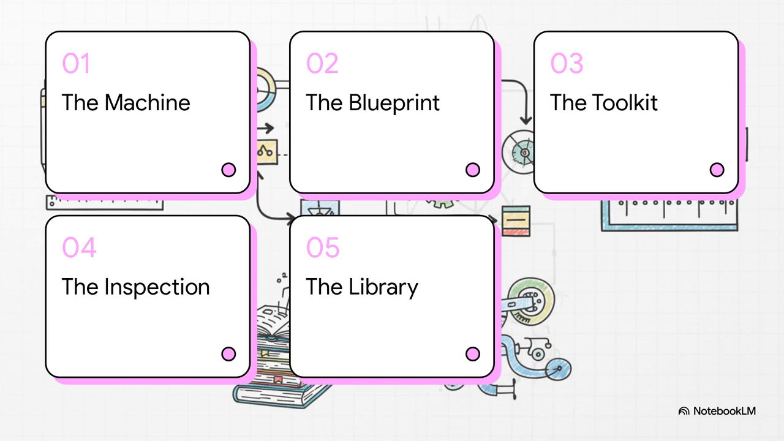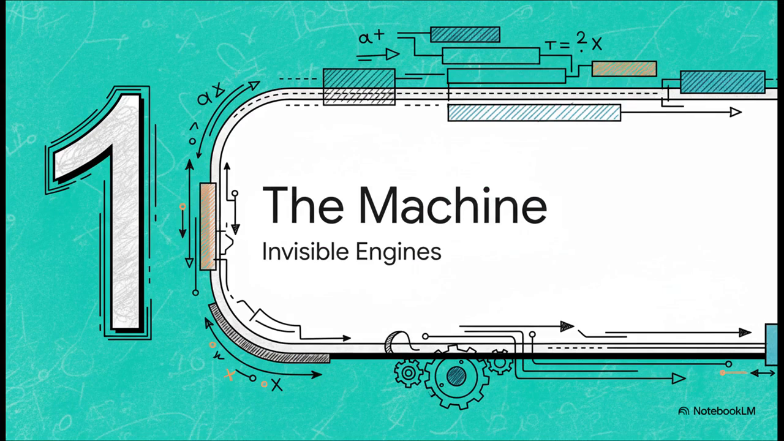All right, so here's our game plan. First, we'll talk about the machine itself, what these linear systems really are. Then we'll look at the blueprint, which is this whole new algebraic way of looking at things. After that, we'll check out the toolkit, the actual tools of the trade. We'll see what the inspection tells us about the machine's most important features, and finally, we'll put it all in the library to see how it fits into the bigger picture. Okay, let's get started with section 1, the machine.